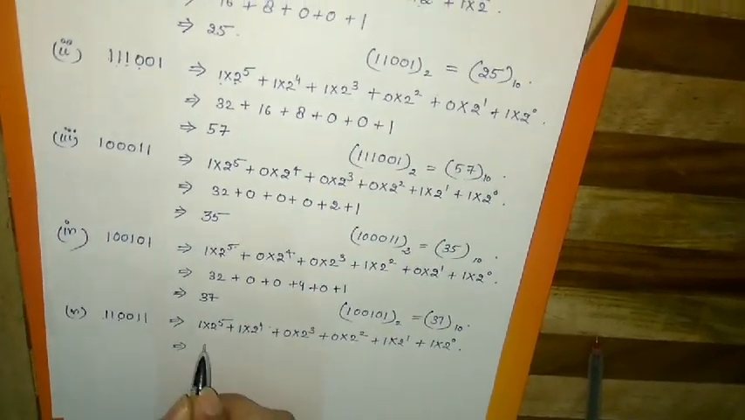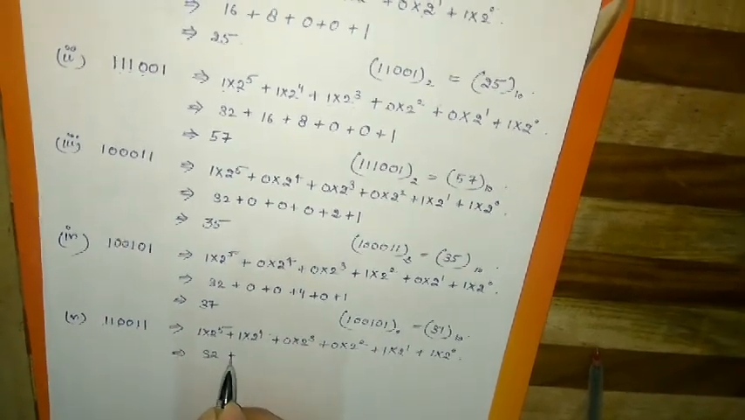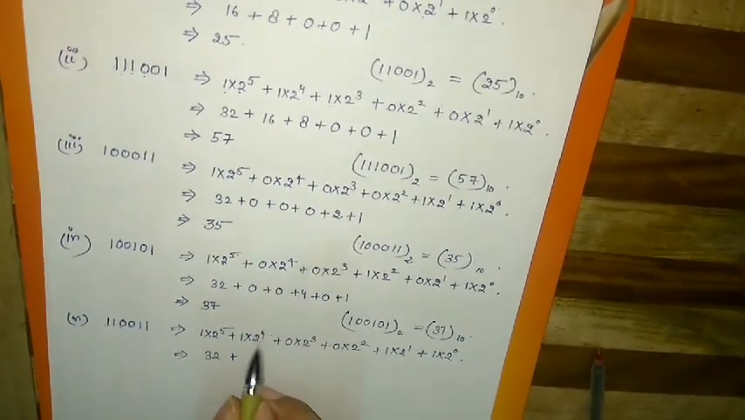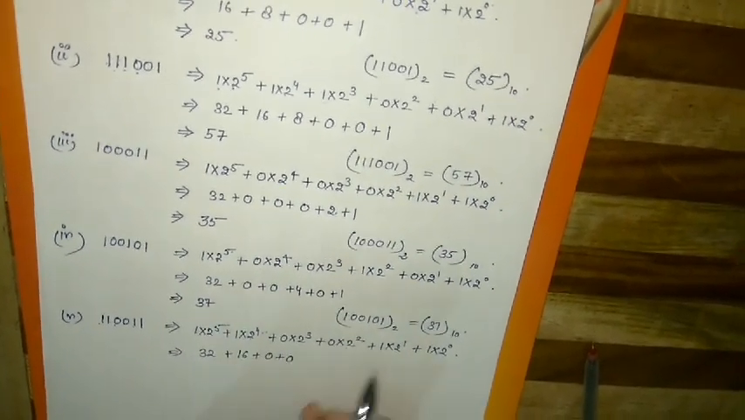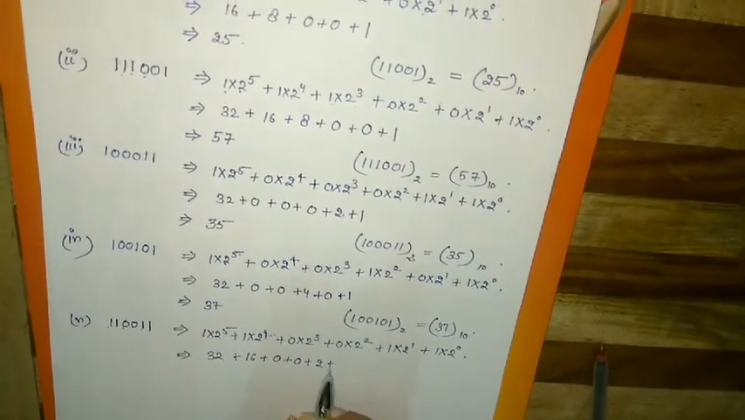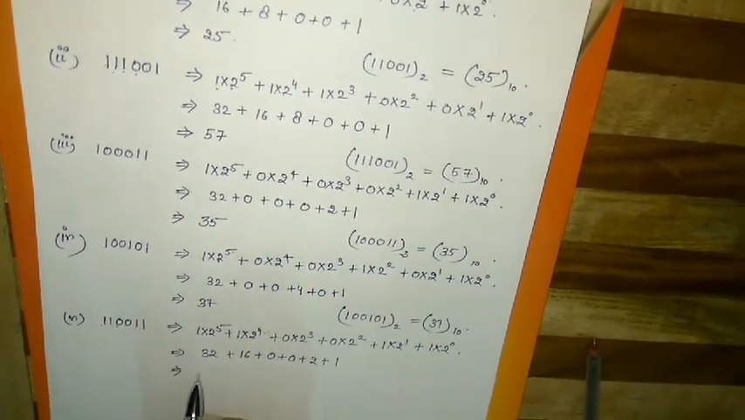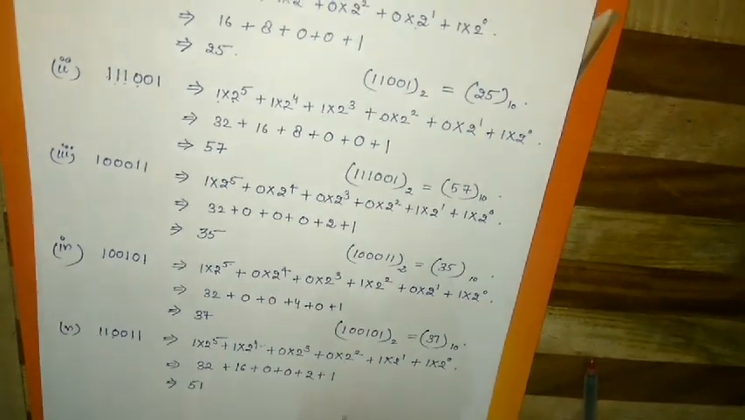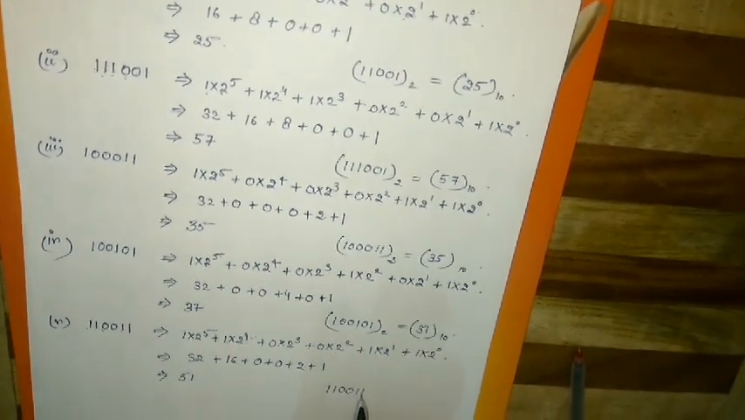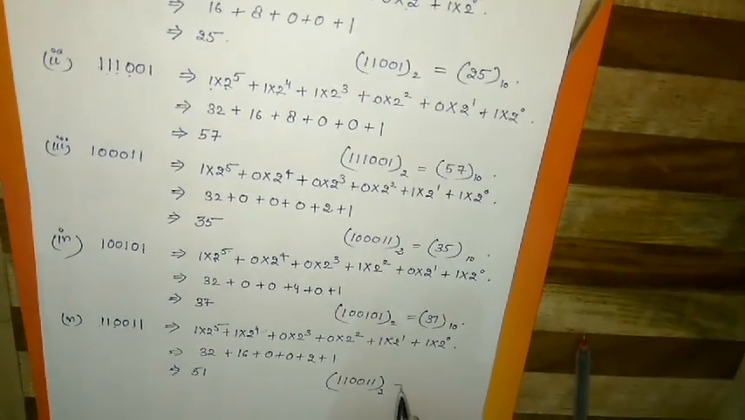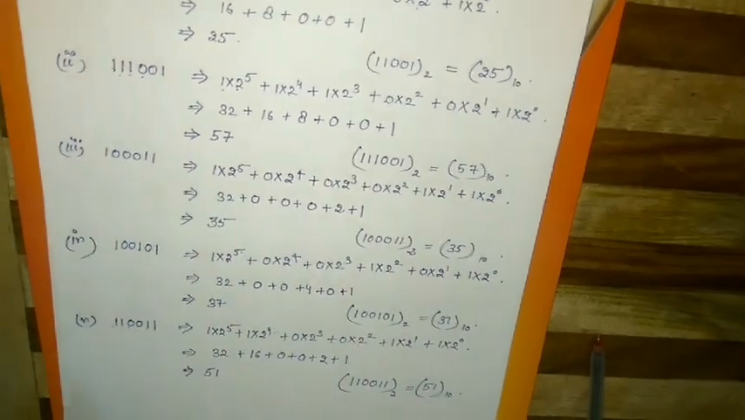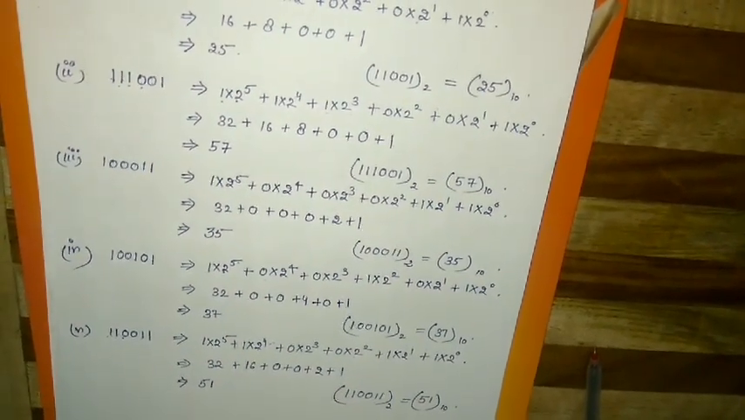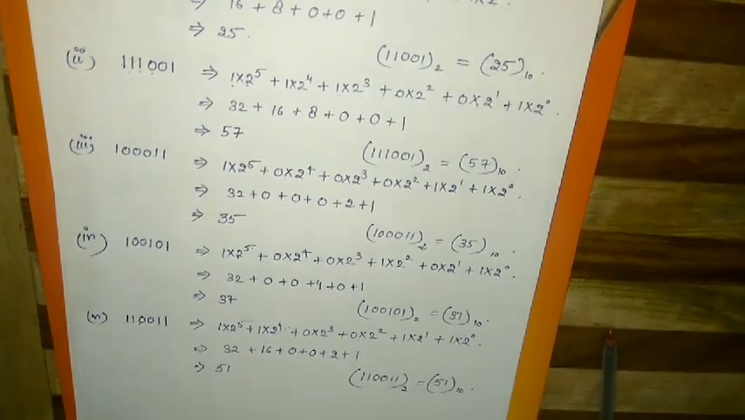Okay, so solve it out. 32 is what you will be getting, and then afterwards 2 to the power 4 is 16, then over here 0, again 0, then 2, then 1, and if you sum it up you will be getting 51 as an answer. Okay, so 110011 with the base 2 is going to give you 51 as a decimal number. Okay, so this is all about your fifth question. Now moving forward to our sixth one.